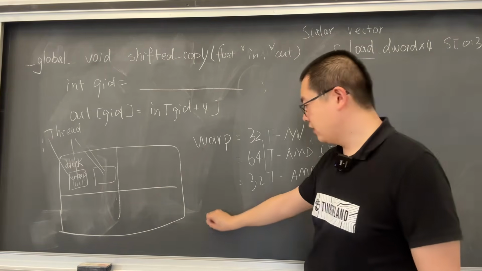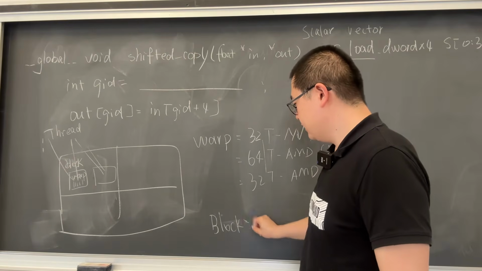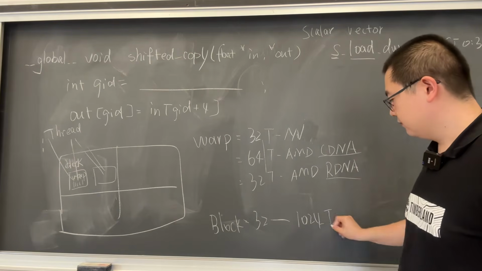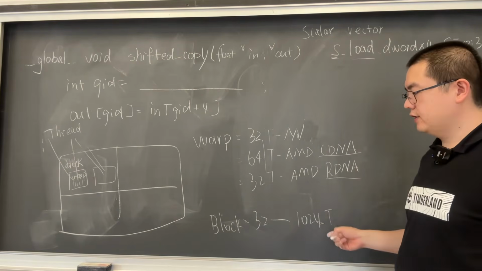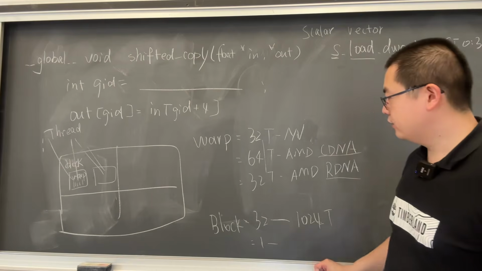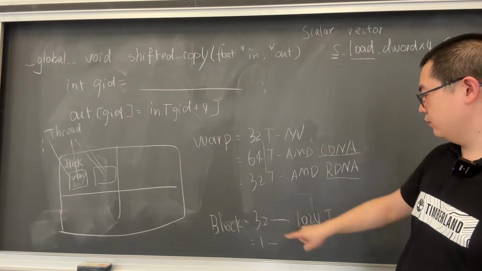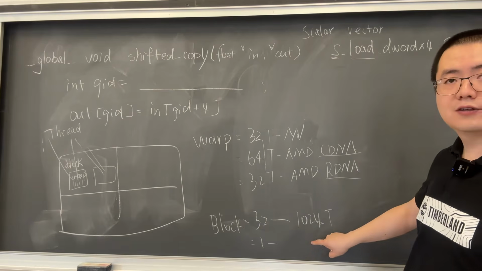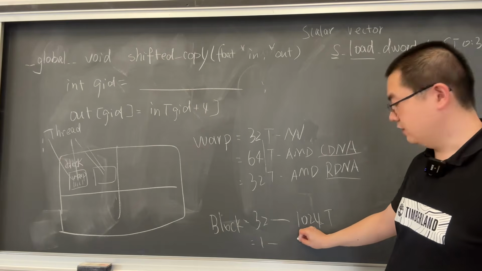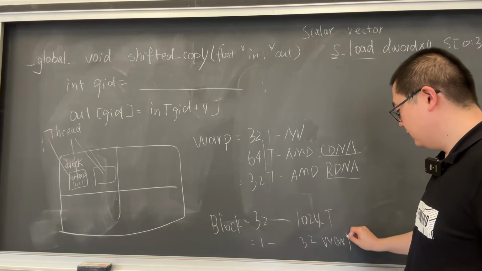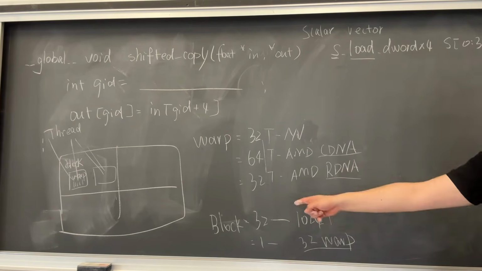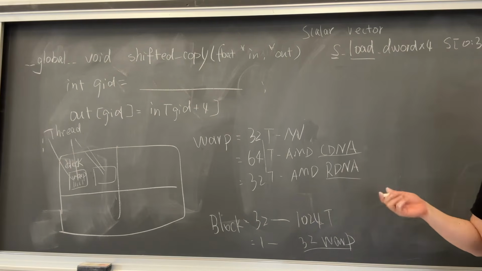Now remember, when we talk about block, it is typically 32 to 1024 threads. Okay, then a block is 32 to 1024 threads. If it's 32 by how many is 1024? 32 by 32 is 1024. Now a warp is this number, right? So a block equals from 1 to 32 warps. That's a typical range.